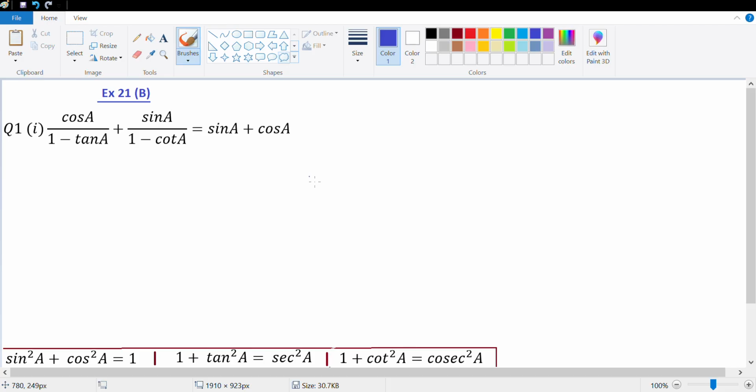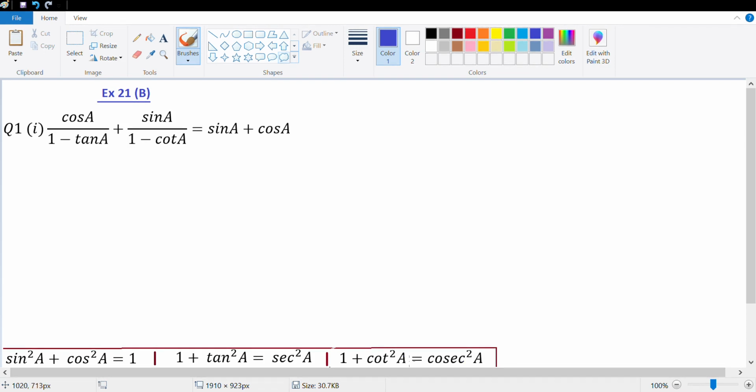Hi guys, that brings me to the next exercise of the chapter, exercise 21b. We are still on trigonometrical identities, but before I start a new question, let me just revise the three most important identities that we need to know. Sine square a plus cos square a is equal to 1. The next one is 1 plus tan square a is equal to sec square a. And then the last one was 1 plus cot square a is equal to cosec square a.